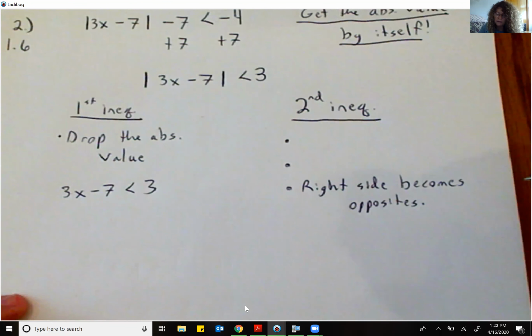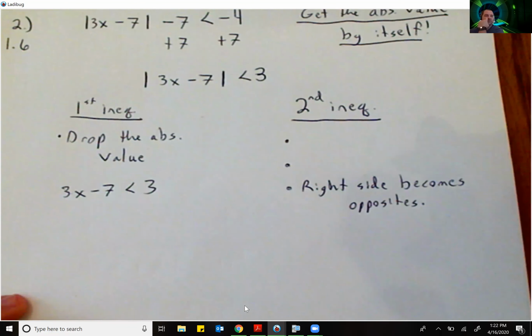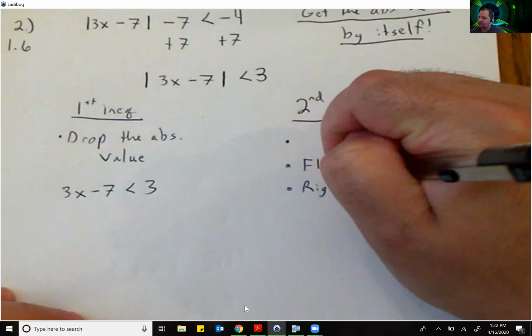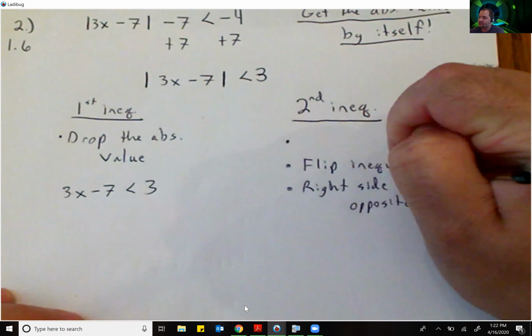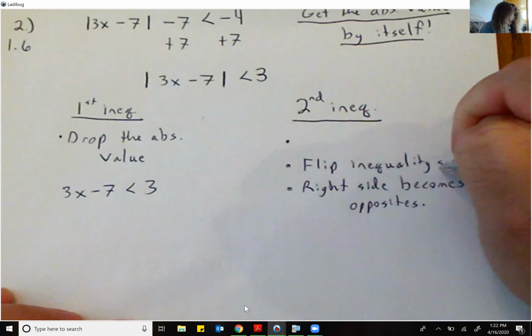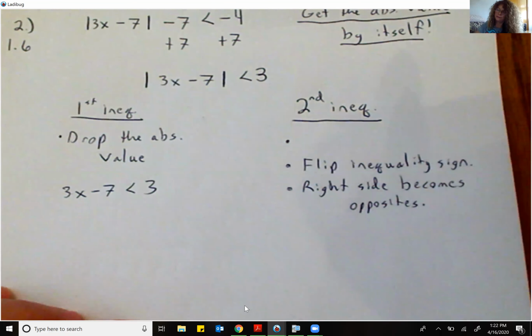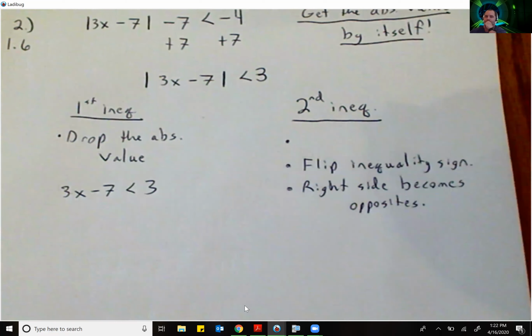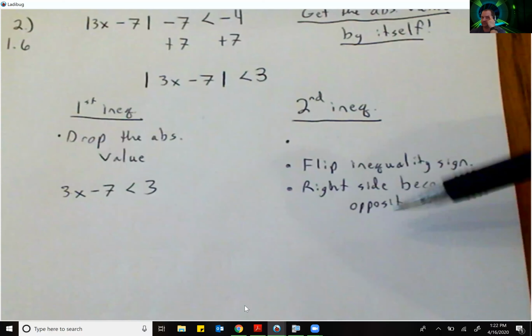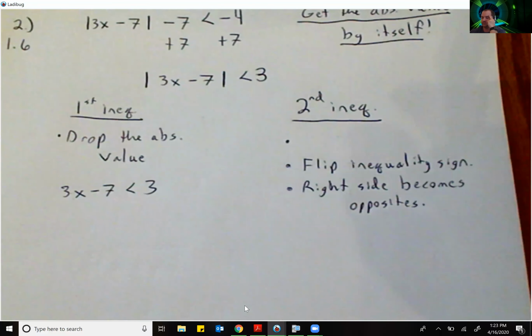Do we change the sign? Change. What do you mean change the sign? Instead of less than, greater than? Yes. Flip the inequality sign. And what's the first step? There's 3 things you do. Sum, flip, and opposites. I should know this. I just did it on the other math review.